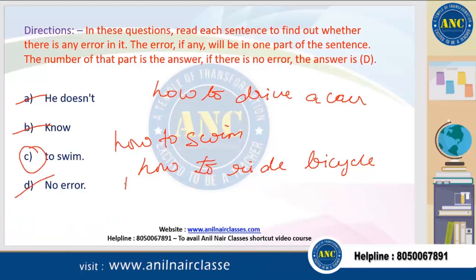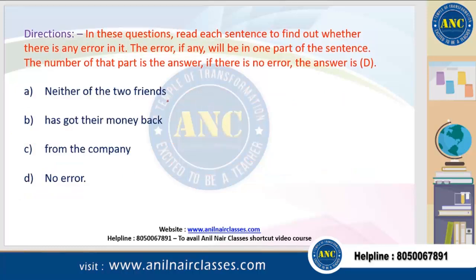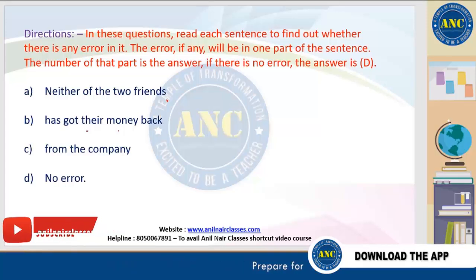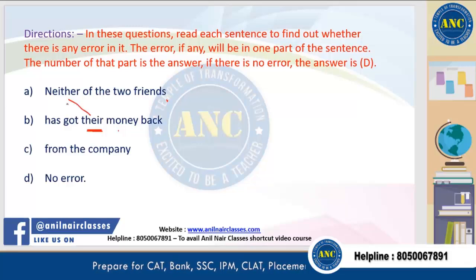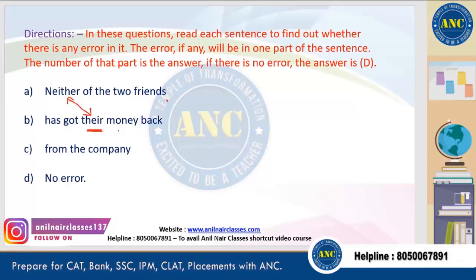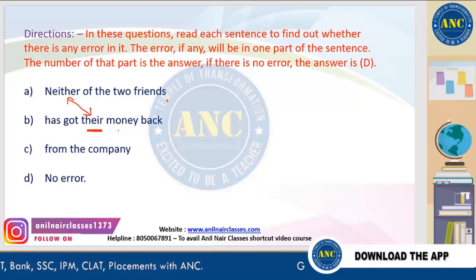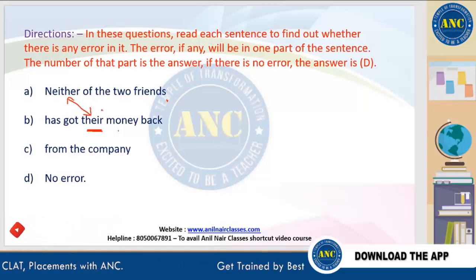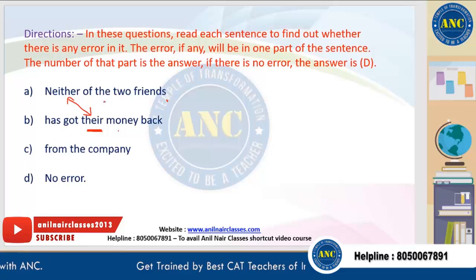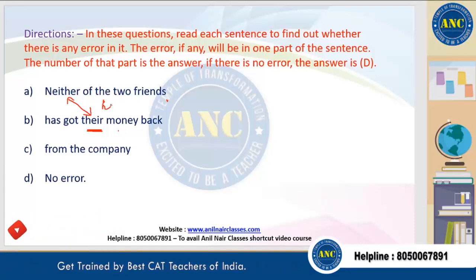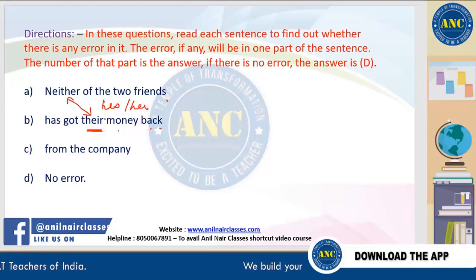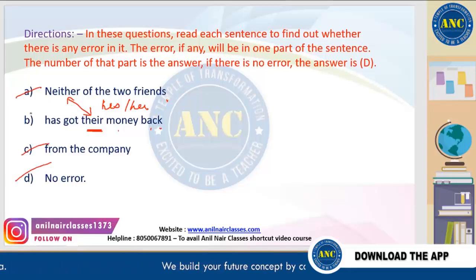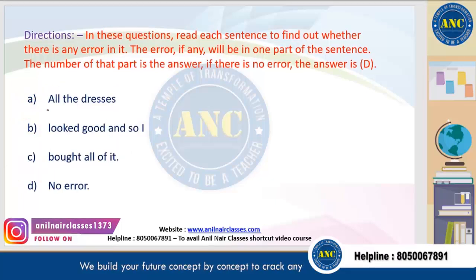Next. Neither of the two friends has got their money back. Now there is referring to whom? There is referring to neither. Neither is always singular. So when neither is always singular, how can you mark it there? It has to be neither of the two friends has got his or her money back. Clear? Consistency between the pronouns.